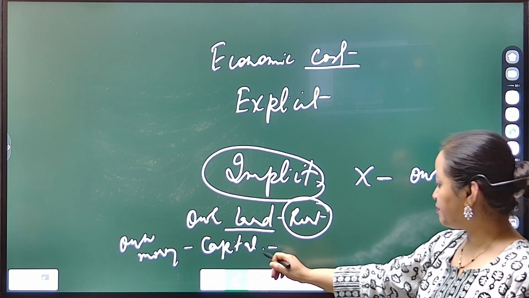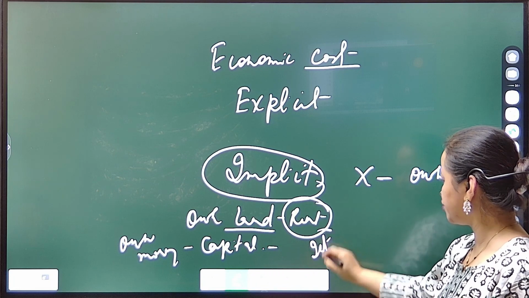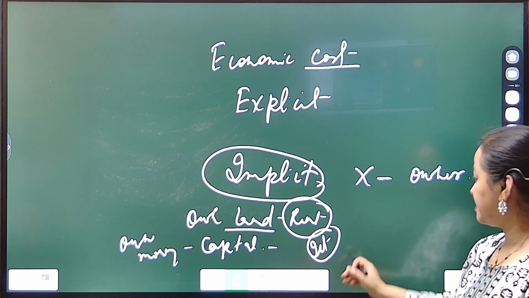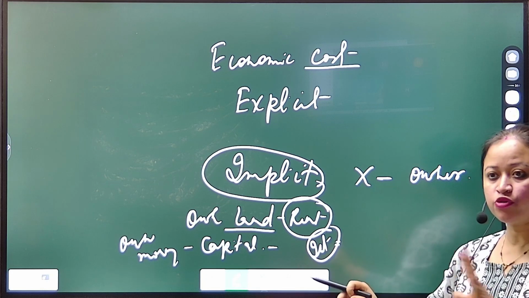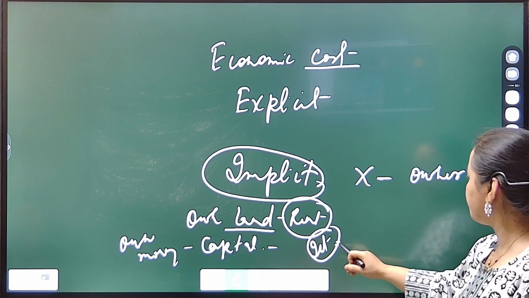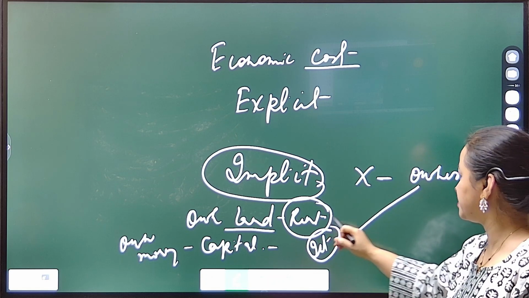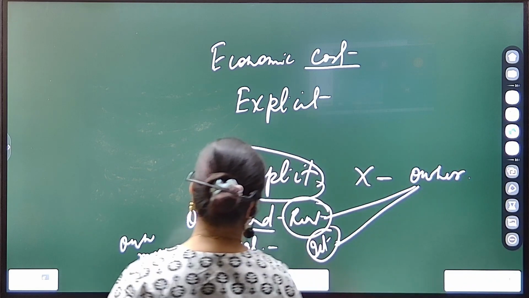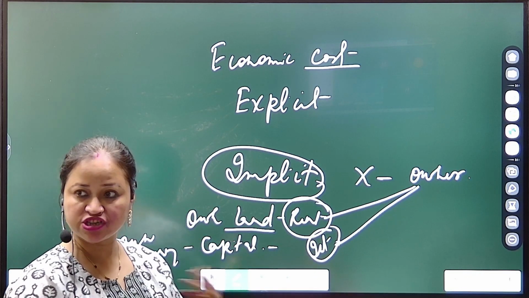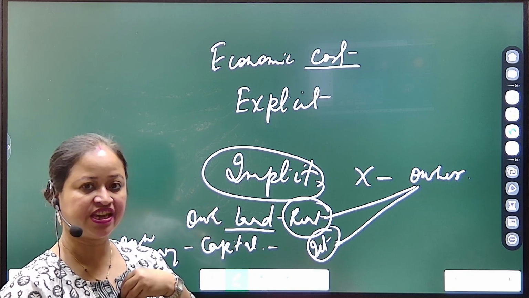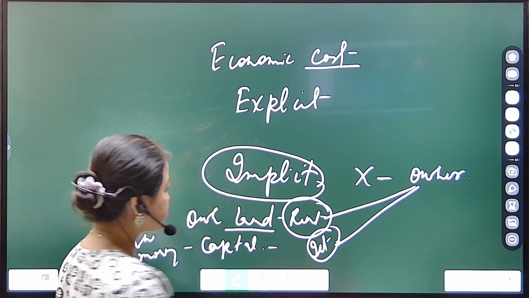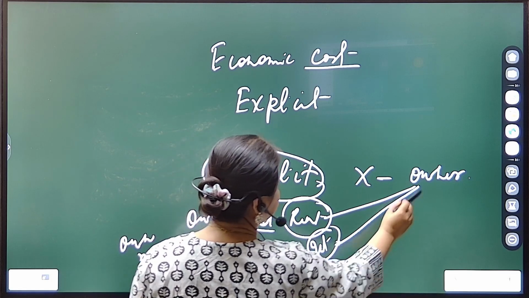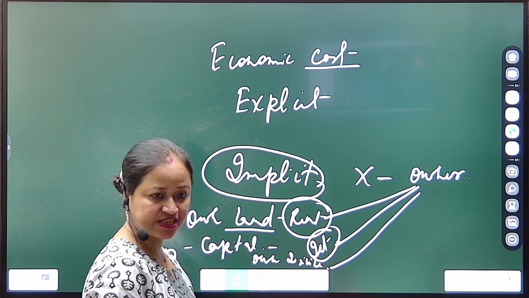If money is given, obviously there has to be some interest involved. That money is his, and some interest is due on it, not borrowed from anyone else. So that is your implicit cost. It's his own money, his own land, right? And he himself is working. He is the labor. He is not hired. He is giving his own service to his business. He is working day and night. So that is implicit cost.